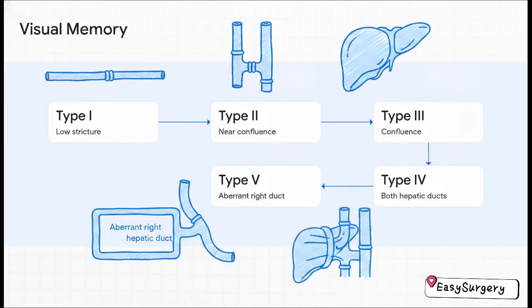Let's actually turn that table into a rhythm to really anchor it in your memory. Just say this sequence with me step by step. Step 1, low stricture. That's type I. Step 2, near confluence, type 2. Step 3, confluence, type 3. Step 4, both hepatic ducts, type 4. And step 5, aberrant right hepatic duct, type 5. Low, near, confluence, both, aberrant. If you repeat that rhythm a few times, you're literally going to intuitively lock in these definitions.